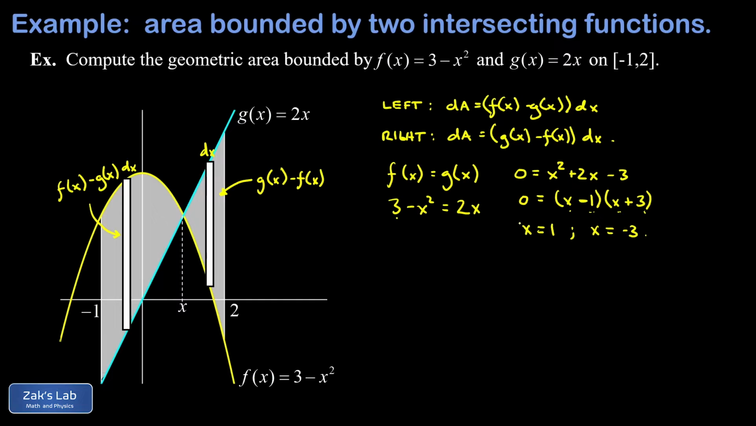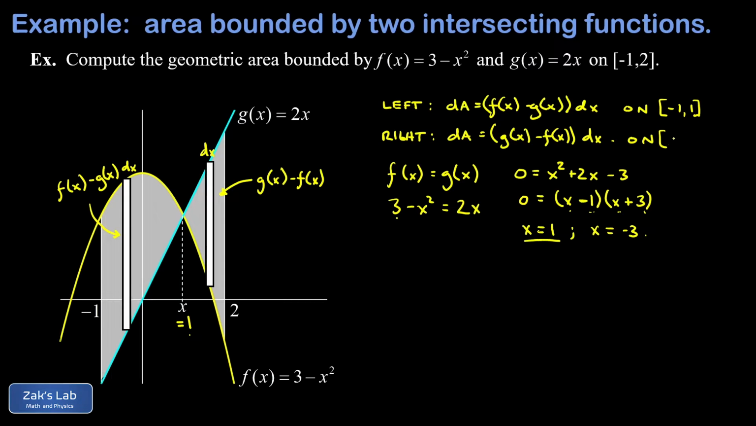But the one we're interested in is x equals 1. That's the intersection that's in the region of interest. So for the height of our rectangle, we're going to use f of x minus g of x all the way from the left end of our interval, which was -1, to the point x equals 1. So our left formula will be used on -1 to 1, where f of x is always above g of x.